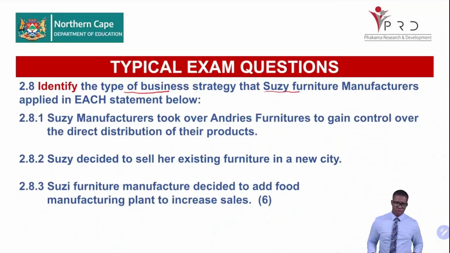Now identify the types of business strategies that Suzy Manufacturer applied in each statement. So let me give you 2 minutes and you choose from the 4 strategies the correct answer. Then I will come back with the solution after the 2 minutes.